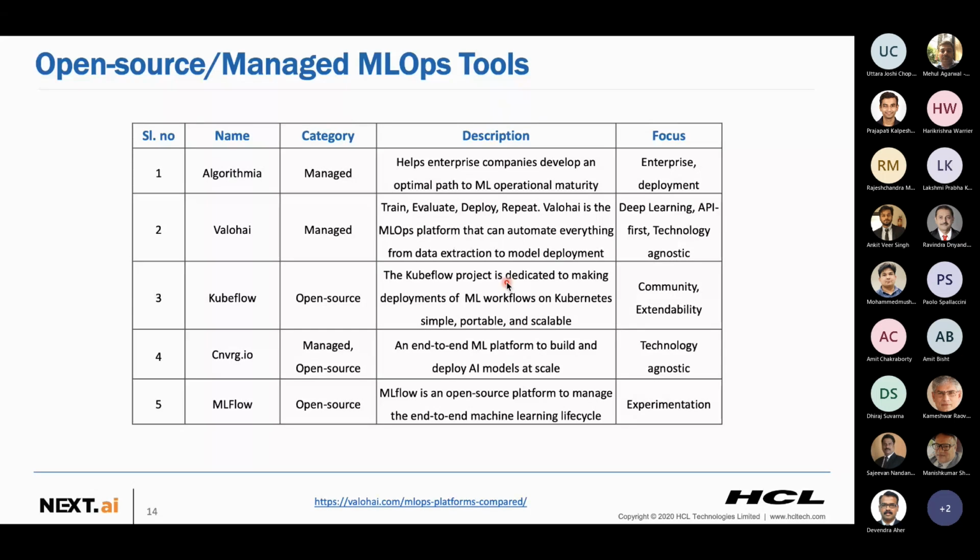The third one is Kubeflow. Kubeflow is an open source project. It is mainly used to build ML pipelines like data validation, pre-processing, training, evaluation. So all these steps can be built as a pipeline, and they can be executed on the Kubernetes platform.